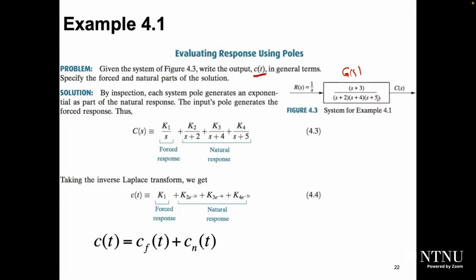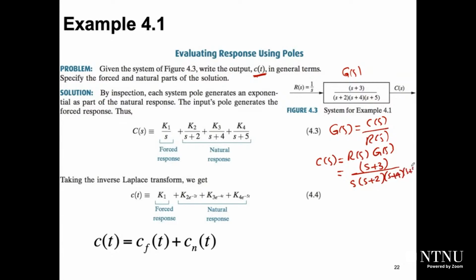So first, we need to get C of s. So just remember, your transfer function G of s equal C of s output divided by input R of s. We need to get C of s. So cross multiply. So C of s will be R of s multiplied by G of s. And for R of s equal 1 over s, so it will be 3 times (s plus 3), divided by s multiplied by (s plus 2)(s plus 4)(s plus 5).